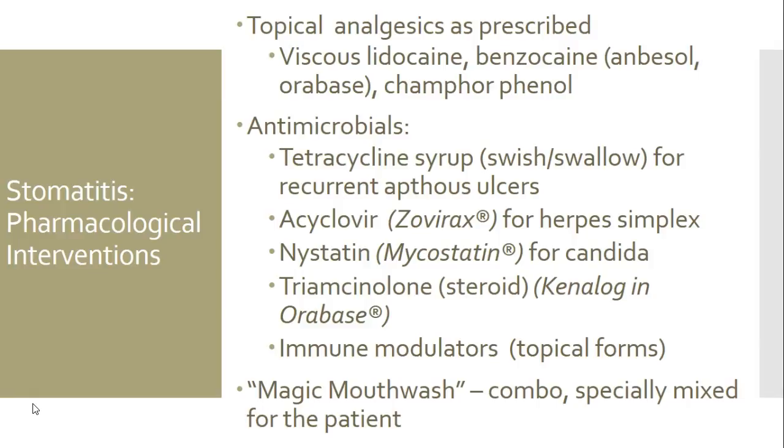Camphorphenol or benzocaine. Benzocaine is an Ambesol or oral base, which is medication that they use for children when they're teething, same kind of idea. So we can put these on their canker sores or their stomatitis if they have them in their mouth. Antimicrobials, if this is a result of a superinfection or an opportunistic infection, we may use a tetracycline syrup. So just like we would have them do a nystatin, swish and spit, or swish and swallow, we may have them do a swish and swallow for recurrent aphthous, missing an H there, sorry about that, ulcers in their mouth.